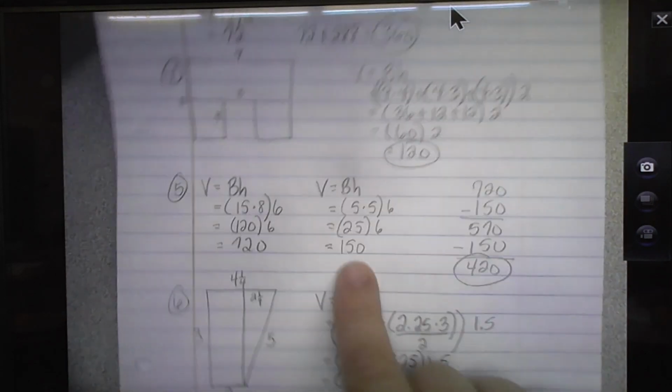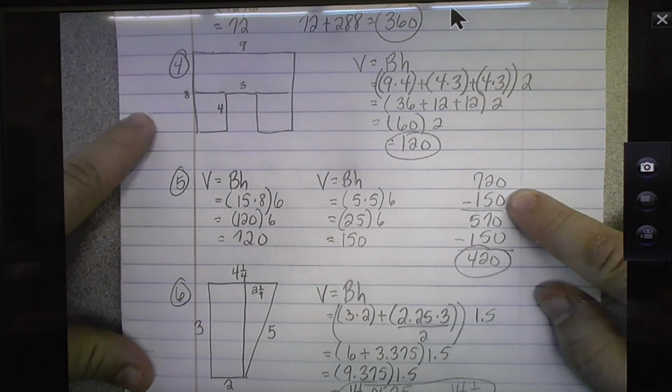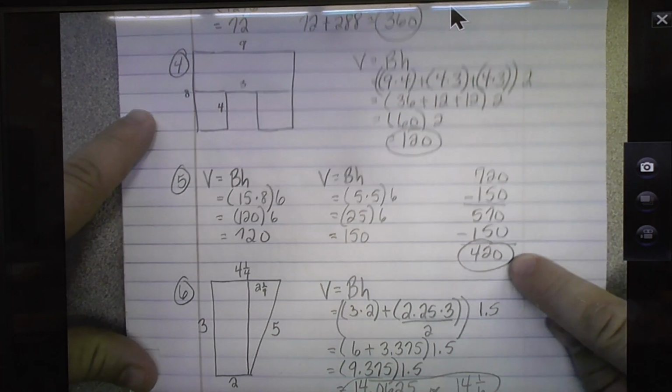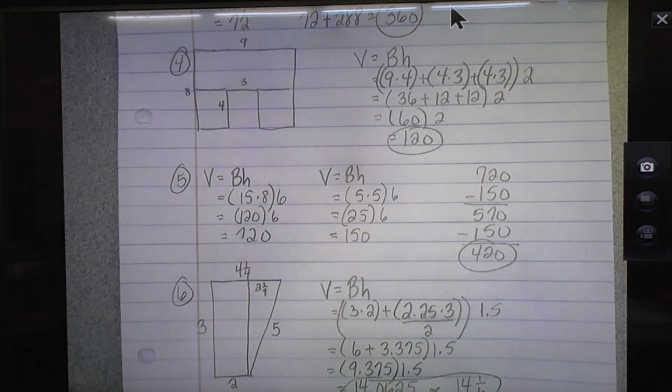So over here, the whole block was 720. Then I took out one 150 and got 570. Then I took out the second 150 and got 420. And that's the volume of the whole cinder block, I guess you can call it.